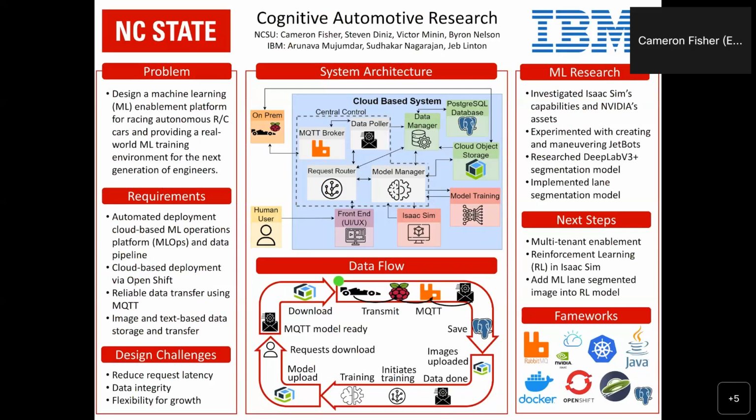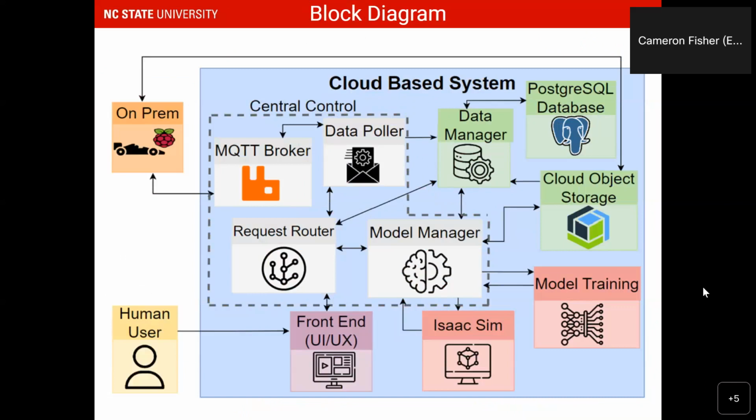Some of the design challenges that we faced included reducing request latency, data integrity, and flexibility for growth. So our system architecture has a couple main components. The first is the central control, which is highlighted in gray. The data manager and data storage locations are in green, and the model training and evaluation are in red, which are future additions.